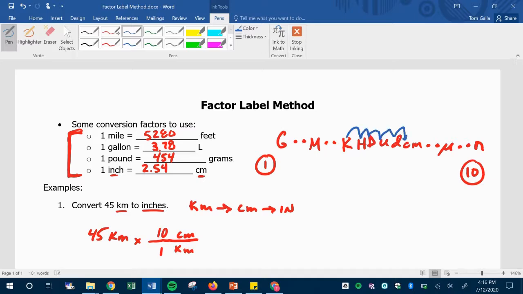So that means, remember, it's 10 to the 5th power. Now, in terms of factor labeling, we canceled kilometers out, and now we have centimeters. But remember, we don't want centimeters, we want inches. So if we put inches on top and centimeters on the bottom, now we go over to that last conversion factor, and it says 1 inch is equal to 2.54 centimeters.